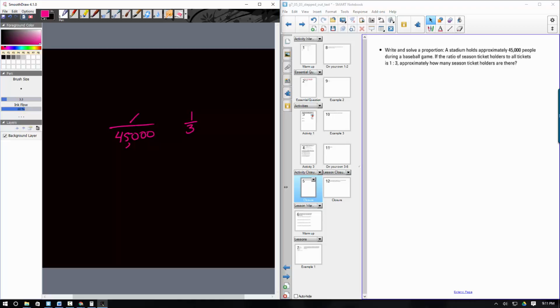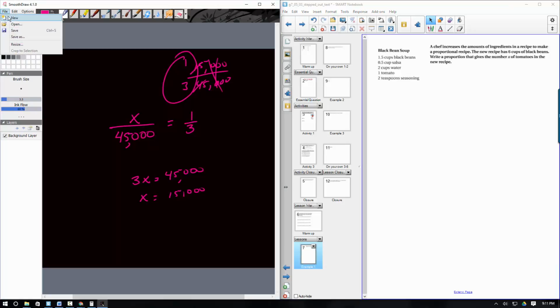And I'll put down x over 45,000. I've got to figure out what x is equal to. So I can do that means an extreme property we talked about before, where I have 3 times x. So 3x equals 45,000. And when I divide it, x equals 15,000. And if I put this x up here, let's just see if it works. So 15,000 divided by 45,000. I can reduce this down, right? If I divide by 15s, this would become 1 and 3. So that's why 15,000 is the right answer.